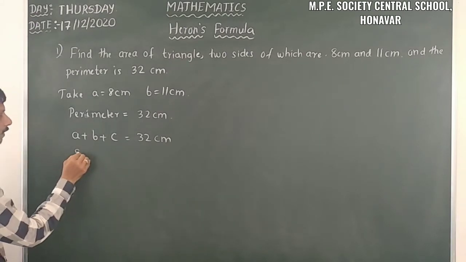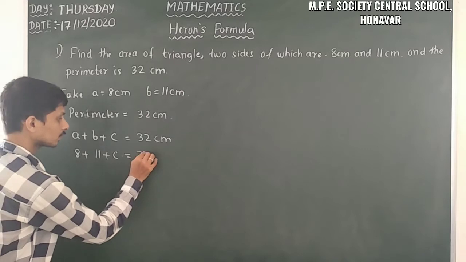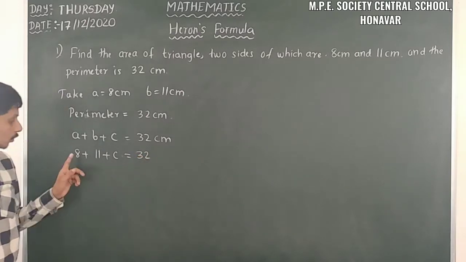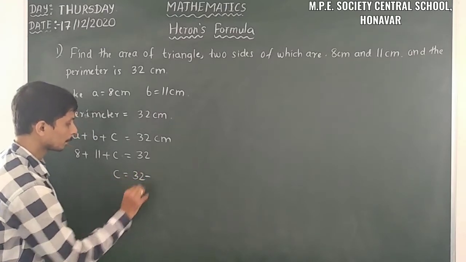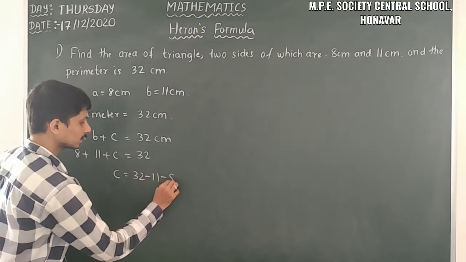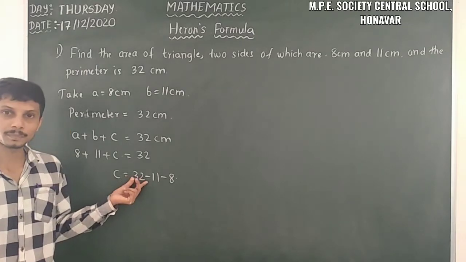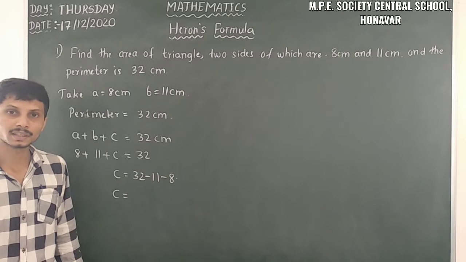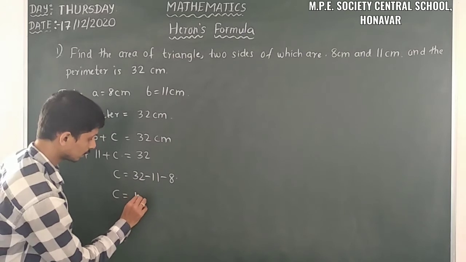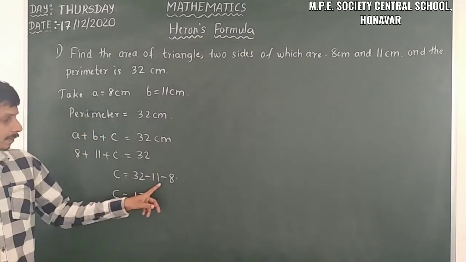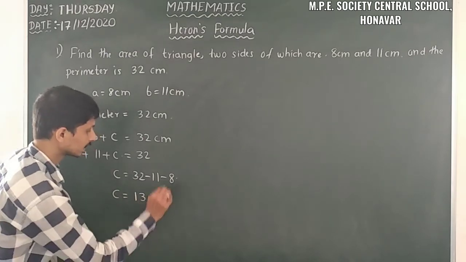So A is 8, plus B is 11, plus C which we have to calculate, and the RHS value is 32. We transpose all these things. Then C is equal to 32 minus 11 minus 8. 32 minus 11 is 21, and 21 minus 8 is 13. So here we have the value of C, that is 13 centimeter.